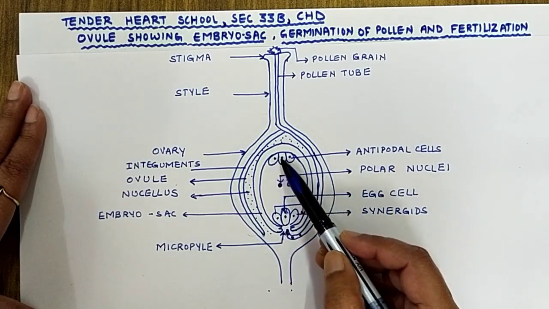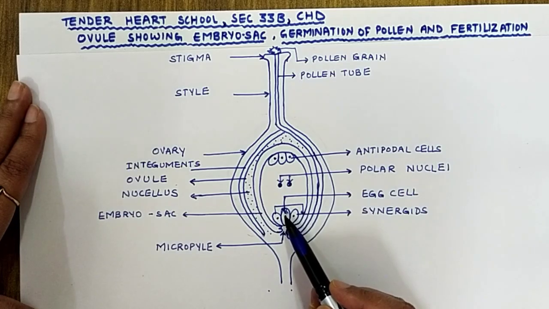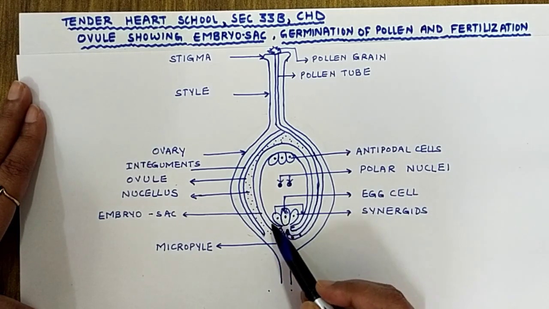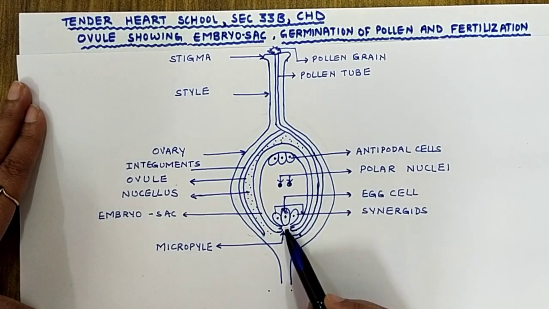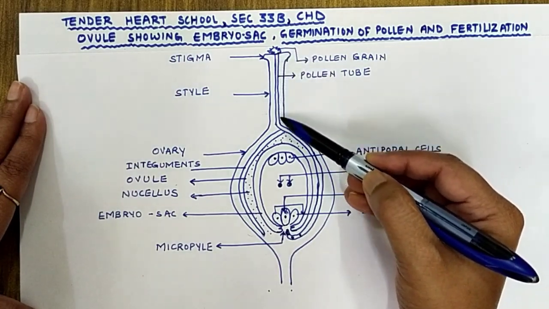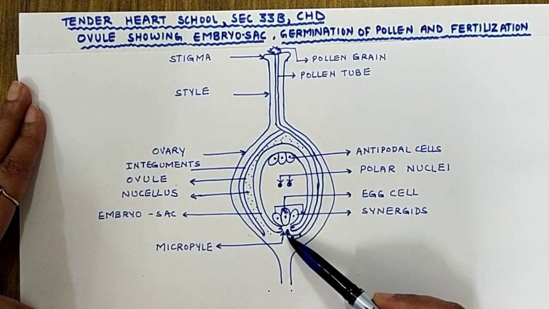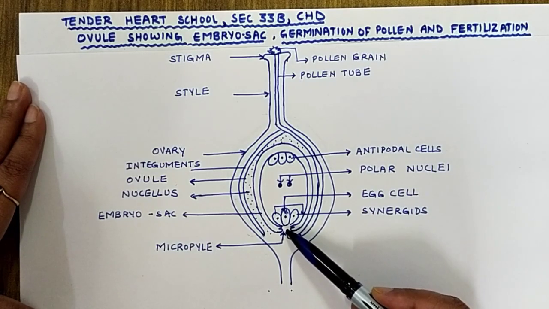Then we have shown the embryo sac. Inside the embryo sac we have 3 antipodal cells, 2 polar nuclei, 1 central cell called the egg cell which is the female gamete, and then 2 synergids, right? Embryo sac at the base has an opening called the micropyle. Now the pollen grain forms a pollen tube, which enters the carpel and enters the embryo sac through this micropyle, through this opening.